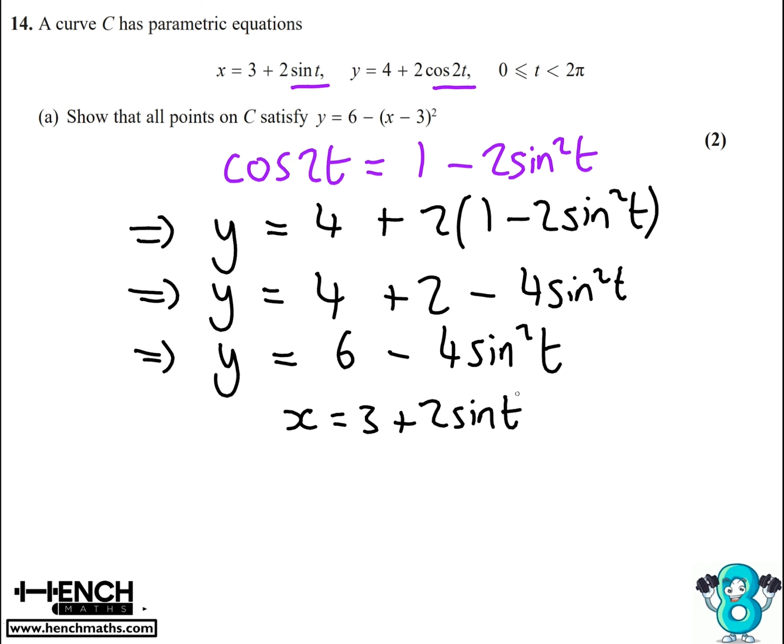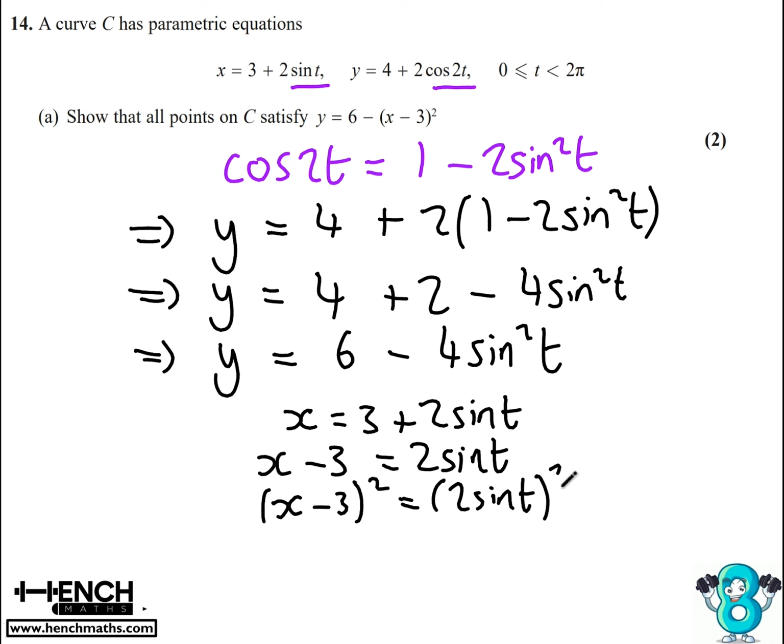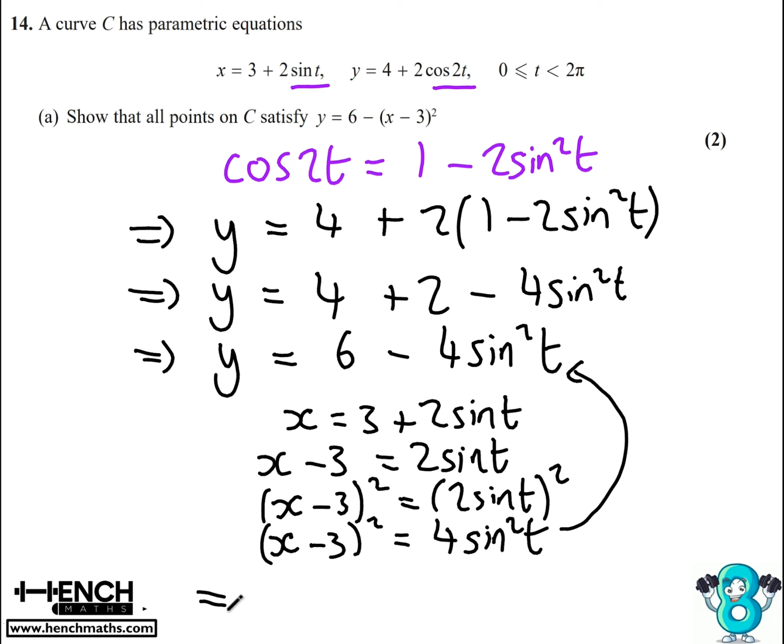So if we make 2 sine t the subject, we get x subtract 3 is equal to 2 sine t. Now if I square everything, x subtract 3 squared would equal 2 sine t all squared, and thus we get x subtract 3 squared would be equal to 4 sine squared t. And that is what we've got here. So this all implies then that y is equal to 6 subtract x minus 3 squared.